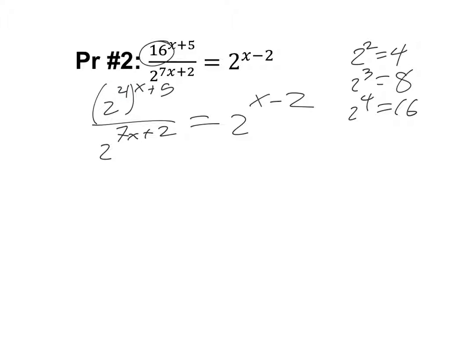We can distribute that. So this should look like 2 to the 4x, and 4 times 5 is 20, over 2 to the 7x plus 2 equals 2 to the x minus 2. All right, I want you to finish it from here. But remember, you have a common base here, and you need to get this all to be one term.